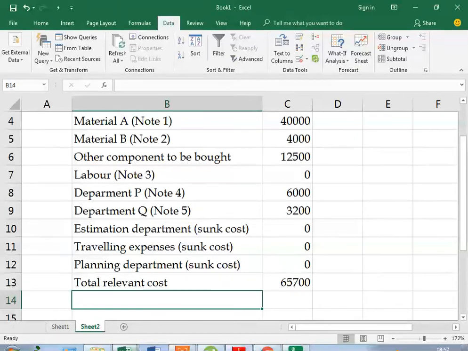Next point, estimation and planning. Estimation and planning is normally done before the work is started. Hence the same would be a sunk cost. Clear? Any doubts on this?